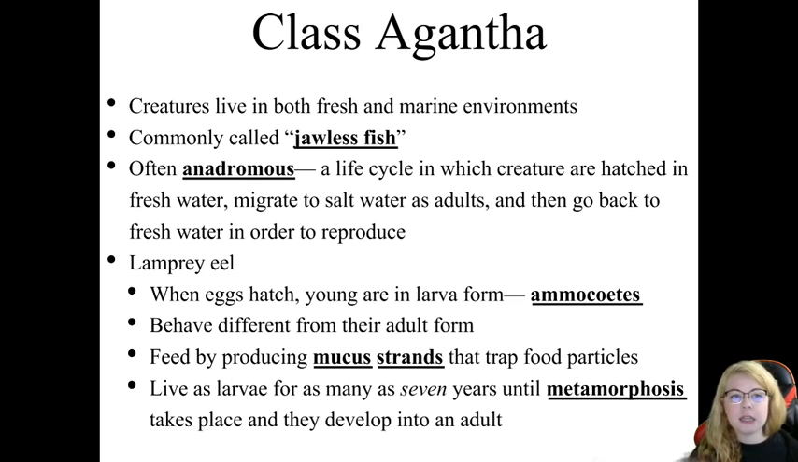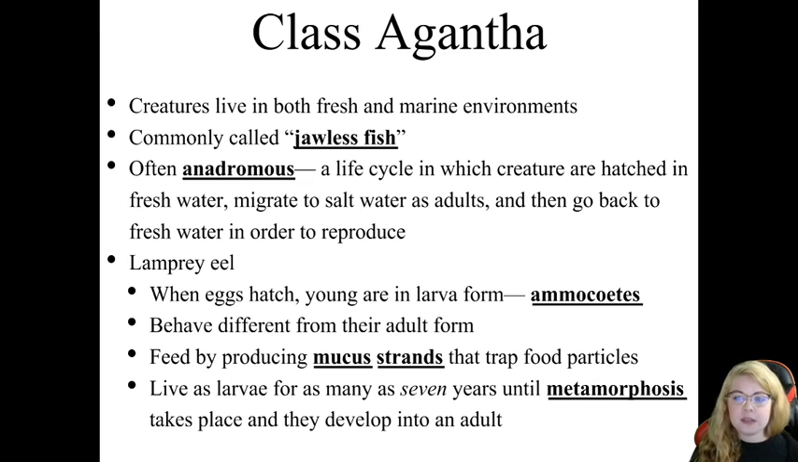So they kind of hop in and out of fresh and salt water throughout their life cycle. And the example that we're going to be talking about for this is the lamprey eel, or just often abbreviated lamprey. And so when the eggs hatch of a lamprey, the young are in the larva form, and they're called ammocoetes. I don't even know if I'm saying that right.